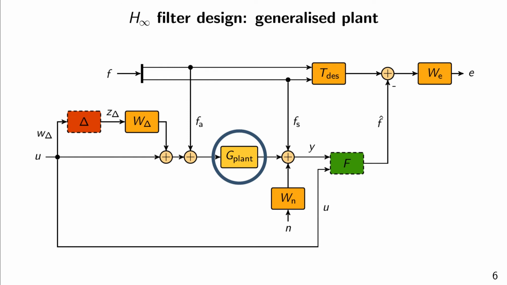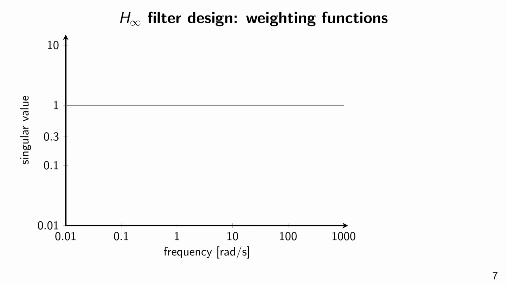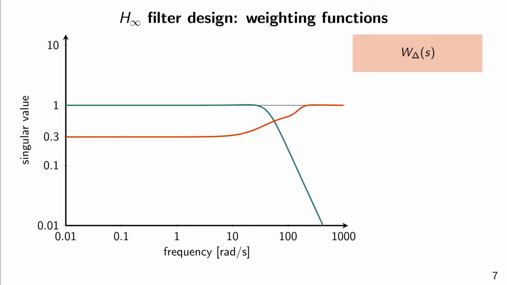We introduce input multiplicative uncertainty into the system to account for high-frequency neglected dynamics. The weight of the uncertainty W delta is chosen as follows. On this diagram, you will see the magnitude of the weighting function as a function of frequency. This is the elevator actuator. The weight of the uncertainty is chosen to represent 30% uncertainty on low frequencies, 100% uncertainty at high frequencies, and about 50% uncertainty at the bandwidth of the actuator.